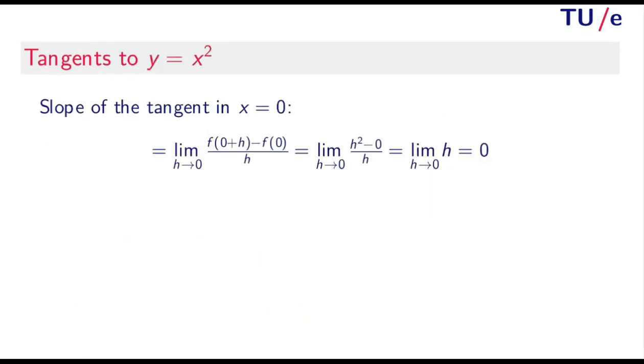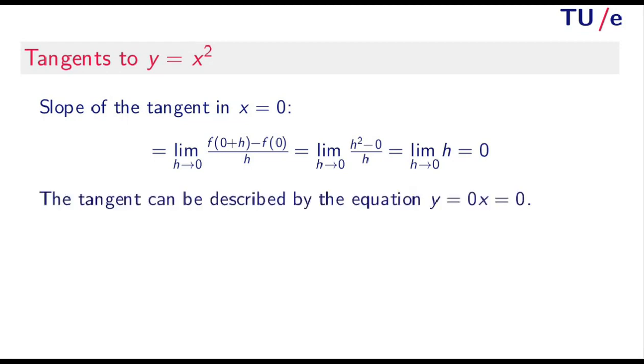Here is an example. Suppose we want to find the tangent to y equals x squared in the point where x is 0. Then we have to take the limit for h going to 0 of (f(0 plus h) minus f(0)) divided by h. And that's of course the limit for h going to 0 of (h squared minus 0) divided by h, which is the limit for h going to 0 of h, and that's equal to 0. So the tangent line is given by the equation y equals 0, the horizontal line, and that's what you all will also expect.